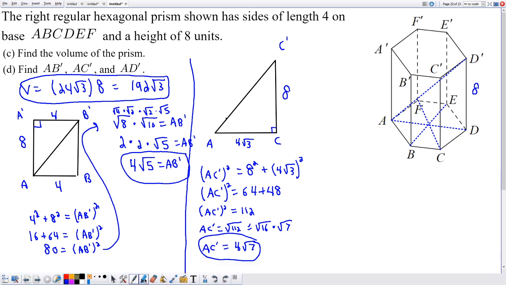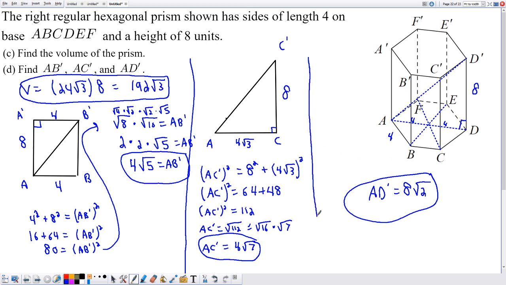Now, each of these equilateral triangles has the same side, 4, which means that this length is 4 and this length is 4. So that means the entire length of AD is in fact 8, which means, considering this is a right angle, we have a 45, 45, 90 triangle where AD prime is equal to the side length of 8 times the square root of 2. So that completes the problem.